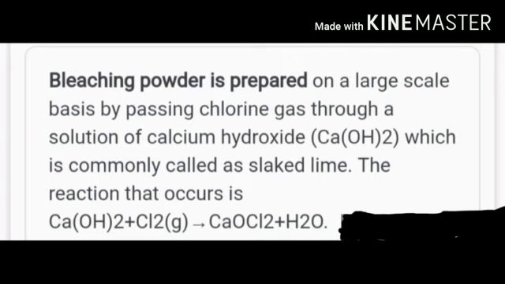Bleaching powder is produced by the action of chlorine on dry slaked lime, that is calcium hydroxide. You can see here the equation taking place in the formation of calcium oxychloride. Calcium hydroxide reacts with chlorine to form calcium oxychloride, that is the bleaching powder. Now let us see the uses of bleaching powder.